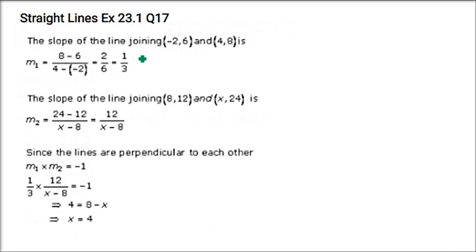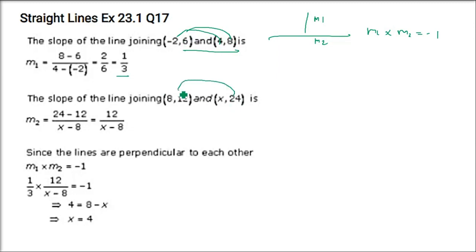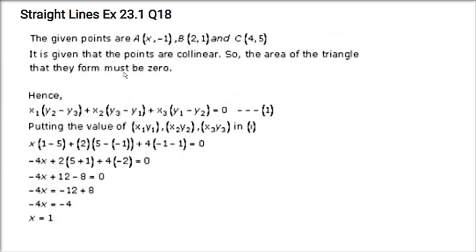This is also an NCERT question. So we have: the line through points minus 2, 6 and 4, 8 is perpendicular to the line through the points 8, 12 and x, 24. Find the value of x. So whenever we have perpendicular lines, take m1, m2, multiply them and it has to be equal to minus 1. So m1 will be the slope of the first line, m2 will be the slope of the second line, right? You know how to do it: y2 minus y1 by x2 minus x1, and you just multiply them, equals minus 1, you get x.